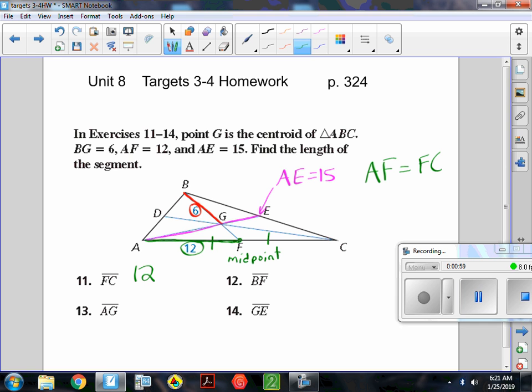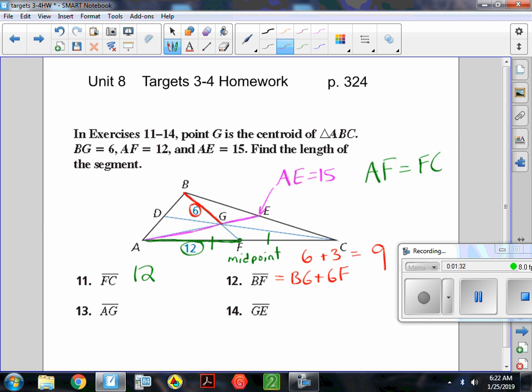Number 12 asks specifically about BF. So my BF median has part of it colored in red so far. What I know is that BG is equal to 6. BF is going to equal BG plus GF. BG, we said, is 6. GF is going to be 3. And so BF as a whole, that median, is equal to 9.